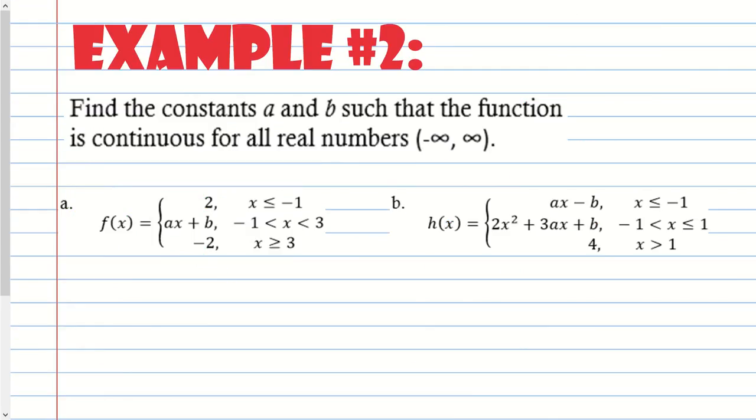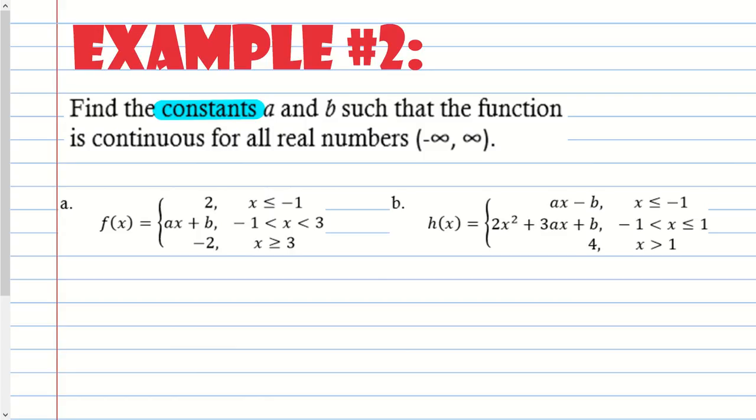So example 2, find the constants a and b such that the function is continuous for all real numbers from negative infinity to infinity. This is the exact same thing. The only difference is that now, instead of just one missing number k, I have two missing numbers, a and b. Notice that they are referring to these numbers as constants, because they are constants. They're just numbers, not actual x's and y's. They're not variables in the sense that I plug something in and I get something out. These are just the numbers. They're constants.